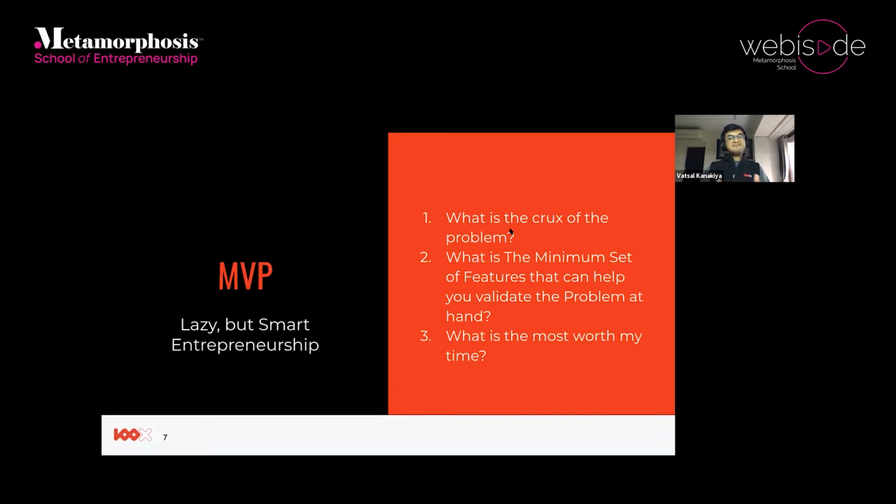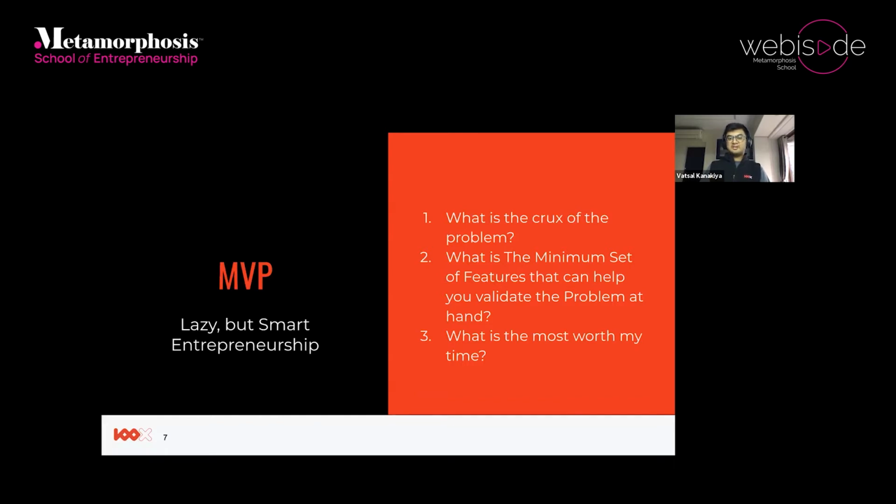You build an MVP, which is the lazy but smart way to do entrepreneurship, right? MVP is a minimum viable product. What is the crux of the problem is what you're finding in an MVP. What is the minimum set of features that can help you validate the problem at hand? And what is the work, the product that is most worth my time?